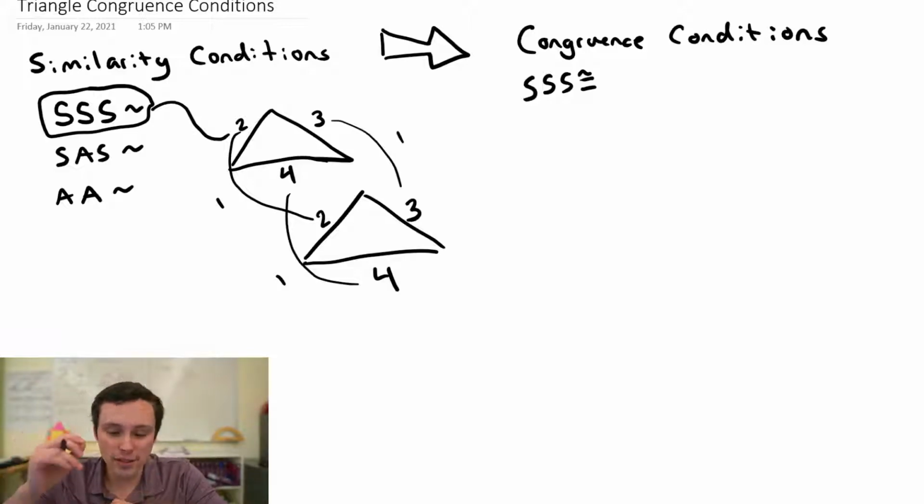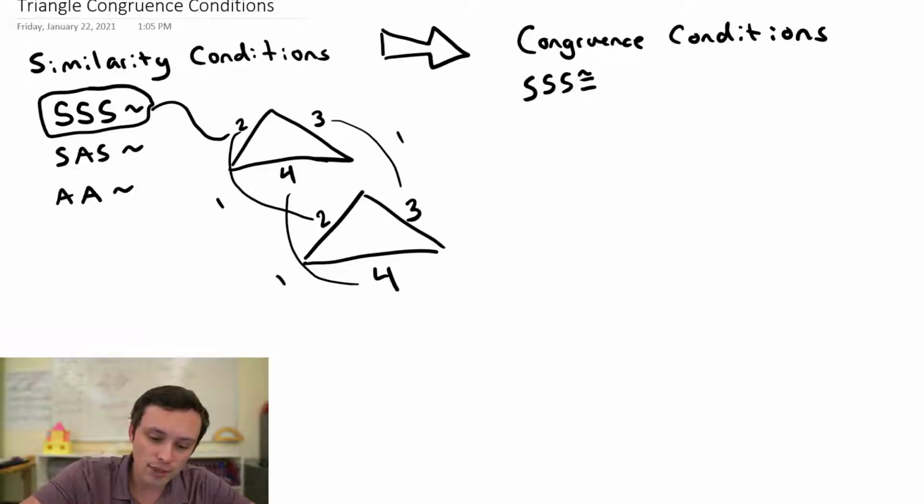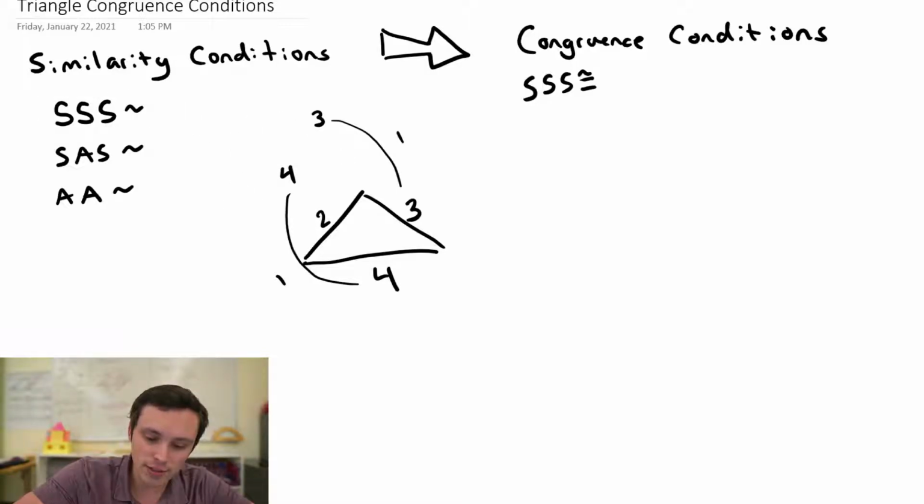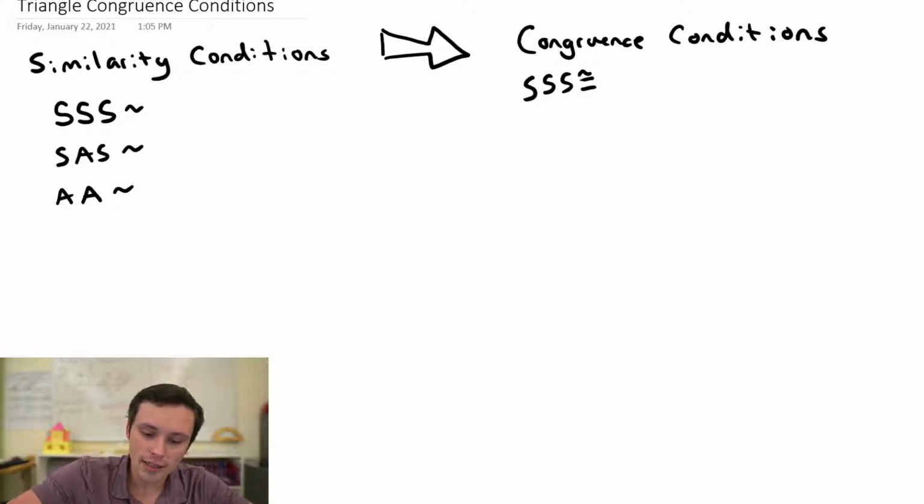So that's the difference. If you do check the ratios, they have to be 1. All right, so we've managed to get that to turn into a congruence condition. Let's see if we can do the same thing for side, angle, side.